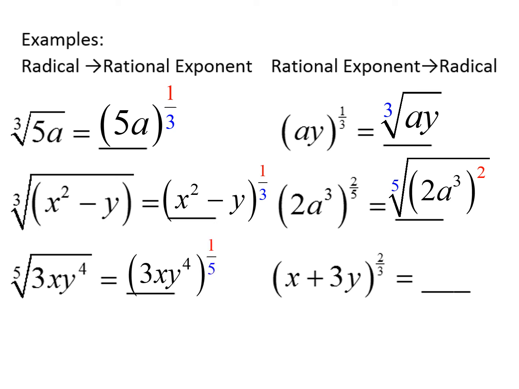The next one, we take everything on the inside and put it in parentheses. 3 times x times y to the 4th. As soon as we put it in parentheses, we can see it's to the 1st power, and it's the 5th root. So it's 3x y to the 4th raised to the 1/5 power. Take a look at this last one, pause the video, and see what you can do on your own.